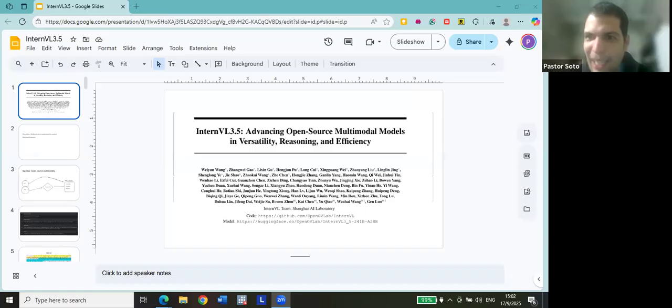Okay, so hi everyone. Today we are going to see InternVL 3.5, which is advanced open source multimodals in versatility, reasoning, and efficiency. The reason we chose this paper is because we wanted to have some open source multimodality available to be able to compete with commercial models.